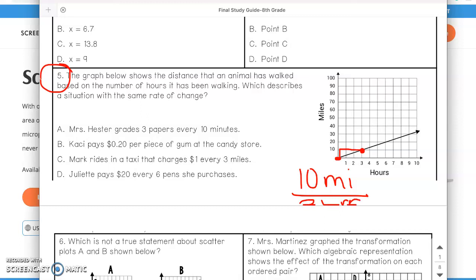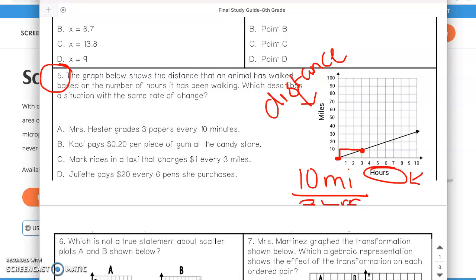Okay, so, which would make the most sense? One thing I want you guys to really remember here, hours, time is usually going to be on the bottom. So anything that has to do with time should be on the bottom here. And anything that's dealing with distance is usually on the y-axis. Okay, so let's read through some of these. Mrs. Hester grades 3 papers every 10 minutes. Now that might be kind of our distractor. When I think about that, okay, yeah, that would make sense if I was going through this really quickly. But let's reread that and see if it actually works for this graph.